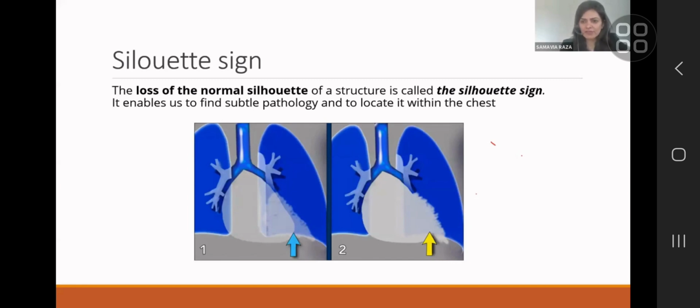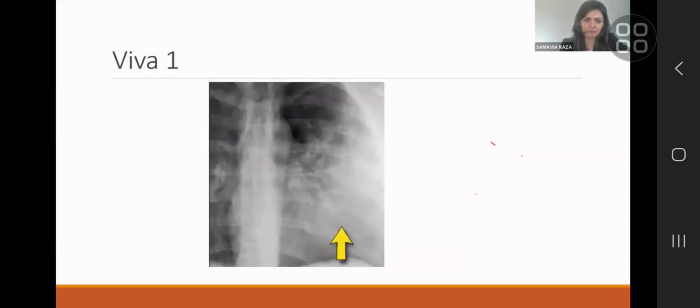So silhouette is the shadow of a structure, the outline of a structure. When you don't see that outline, it's called the silhouette sign. It's as simple as that. What it helps us do is just identify where the pathology is. That is all it's for. And in chest X-ray interpretation, that is the most important thing you will do. Where is it? Is there an abnormality, and where is it? And it all goes downhill if you can't get those two things right. So, like I said, focus on the silhouette sign, but don't talk about it in your everyday report. But it helps you identify where the pathology is.